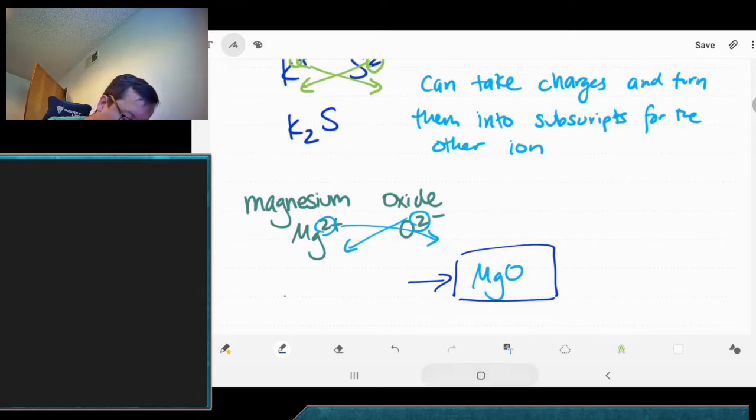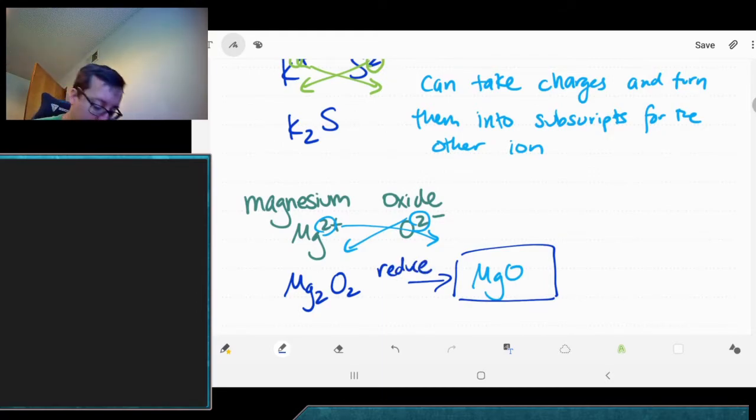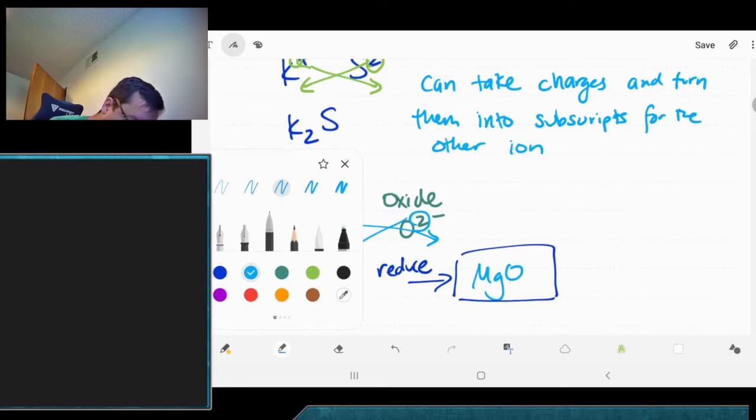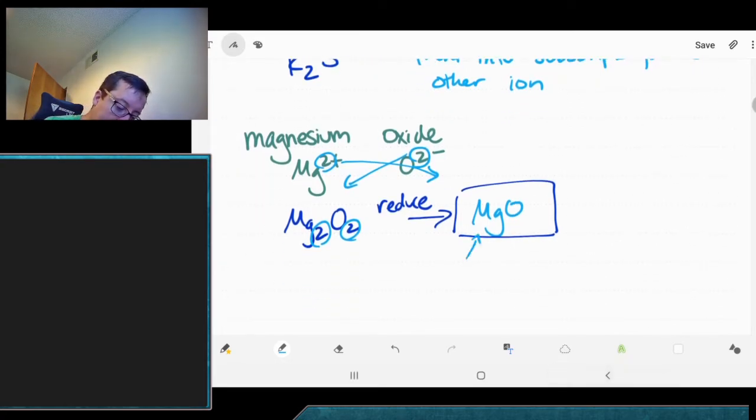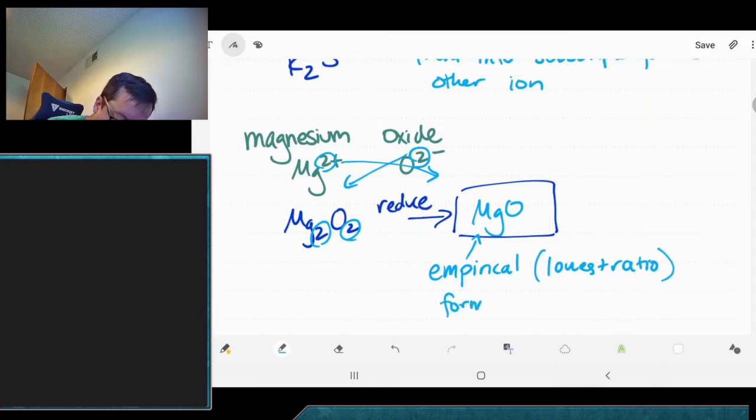So, actually, let me write that again. We need to reduce this to MgO because both of those are divisible by 2. Technically, yes, we could put 2 of each together and it would work, but we always represent ionic compounds as the empirical formula. Remember, empirical means the lowest ratio between those two. So we're going to display it as that.